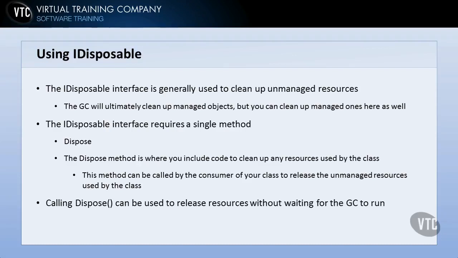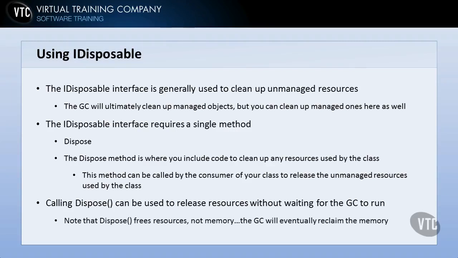And so let's talk about how calling Dispose can be used to release these resources without waiting for the GC to run. Now keep in mind the Dispose method is going to free resources, not memory, but we're really not worried about memory at this point. We're just worried about those resources. We've opened a file object and that thing is now locked. We need to drop that connection to that resource. We need to free that resource so somebody else can connect to it, and that is exactly what we're talking about here.